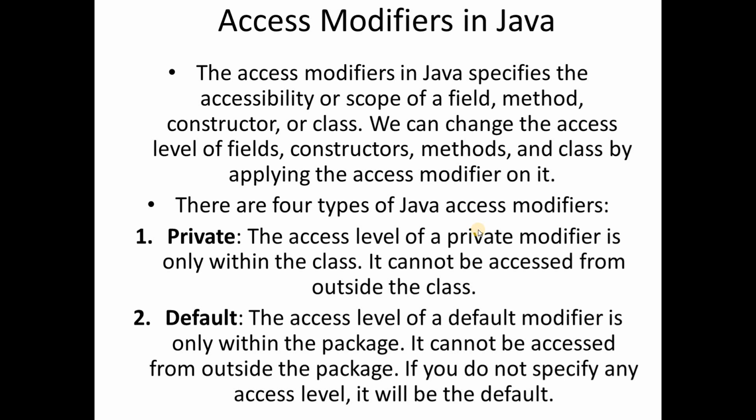After that, we have the second access modifier, which is default. So what is meant by default access modifier? The access level of the default modifier is only within the package. The fields which are default are accessible throughout the package. In that package, multiple classes are there, so you can access them in those classes within the same package. It cannot be accessed outside the package. And if you do not specify any access level, it will be default. We will see the example of the default modifier, then the concept of default will be clear.